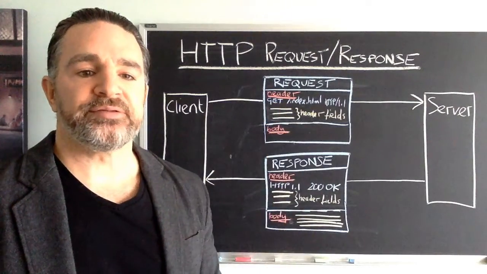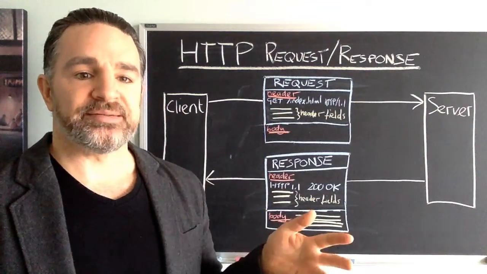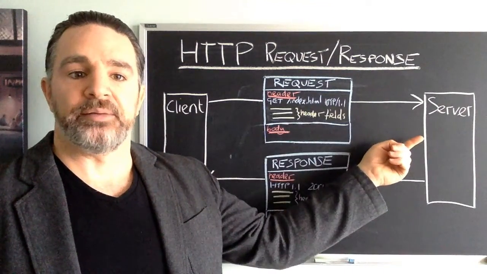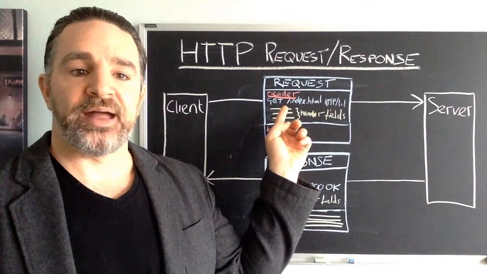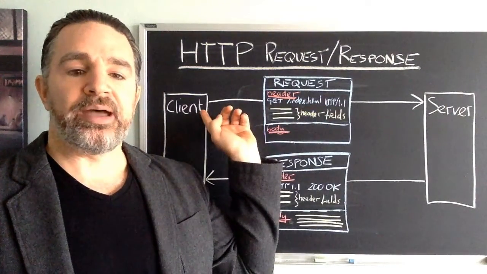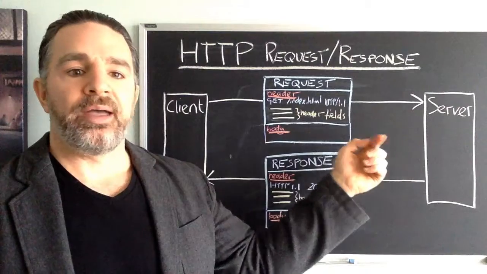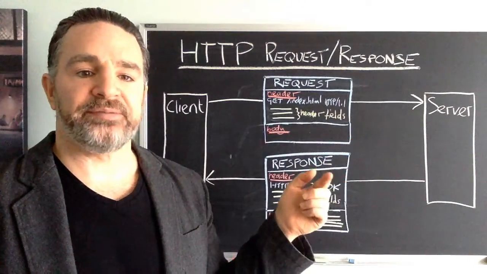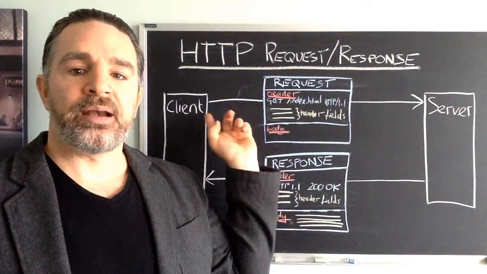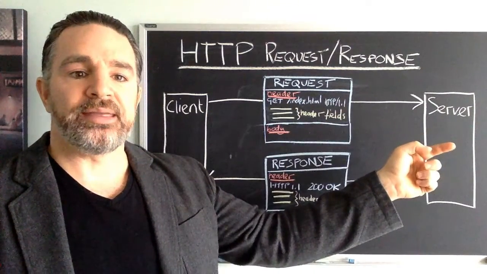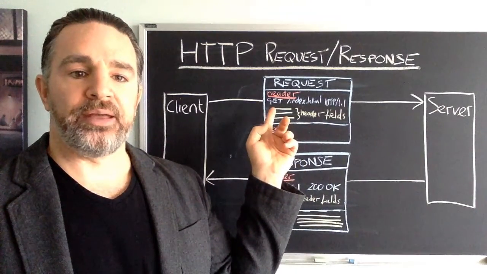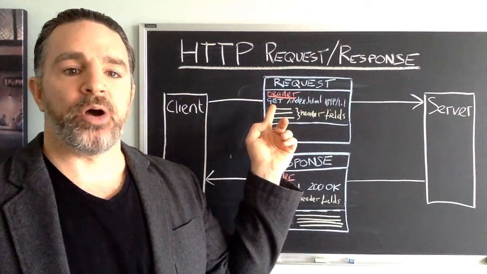Now, get means give me something. I want to get something. Please just give me something, Mr. Server. Post is actually saying, the client is saying, hey, Mr. Server, I have some data for you. Here, I'm posting, as if you post a letter in the mail. The client is posting something and giving some data to the server. In our case, we're just looking at a GET request. They are the most common.